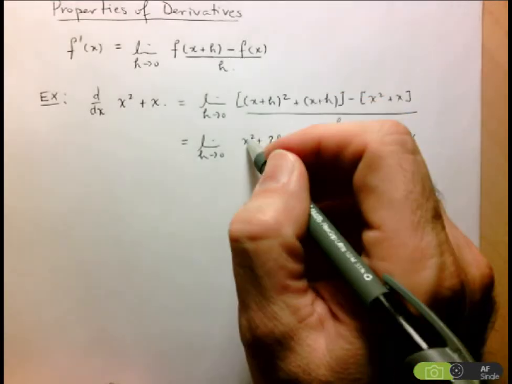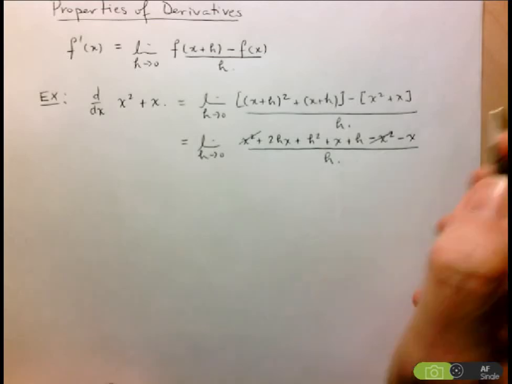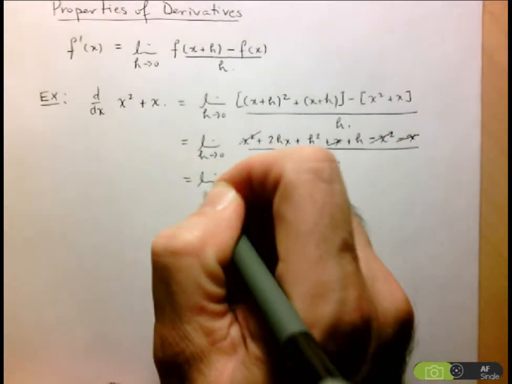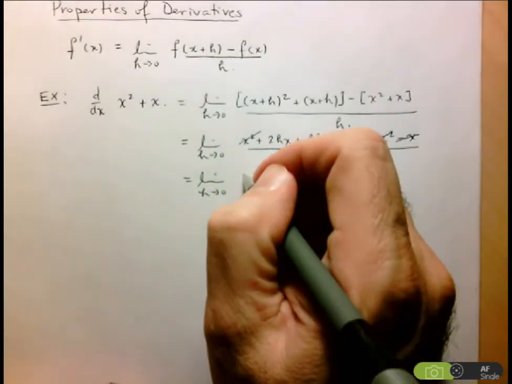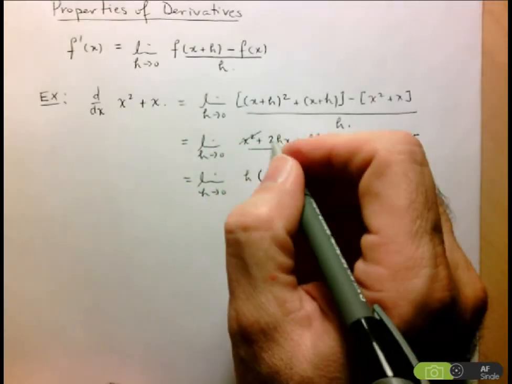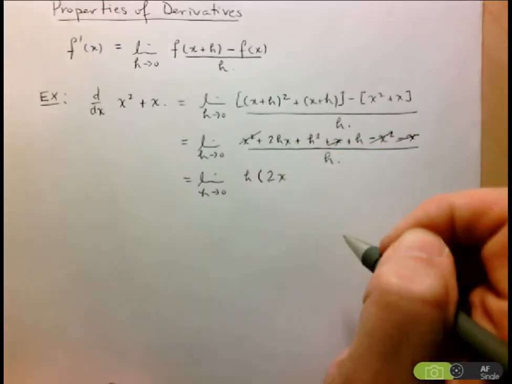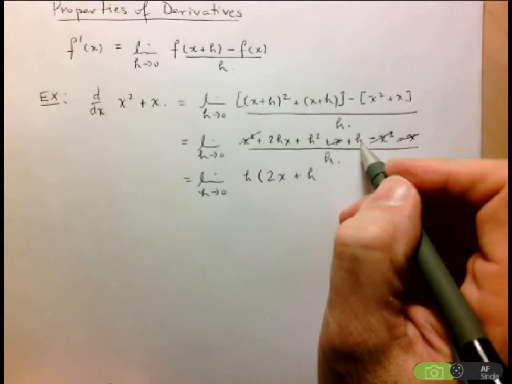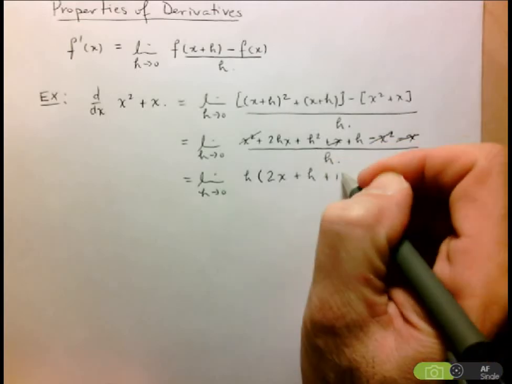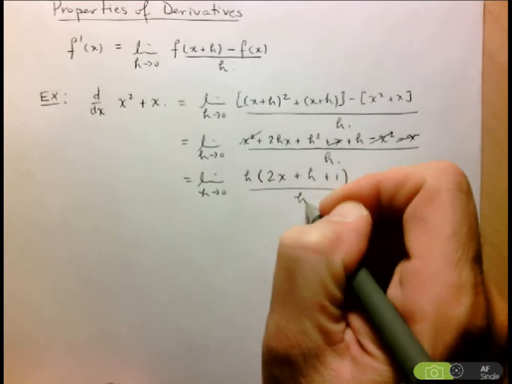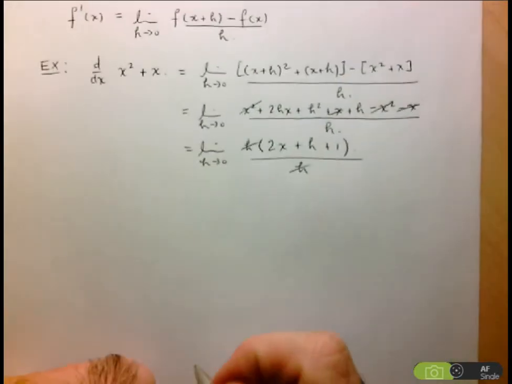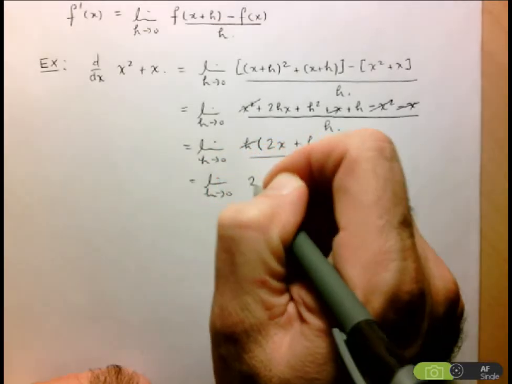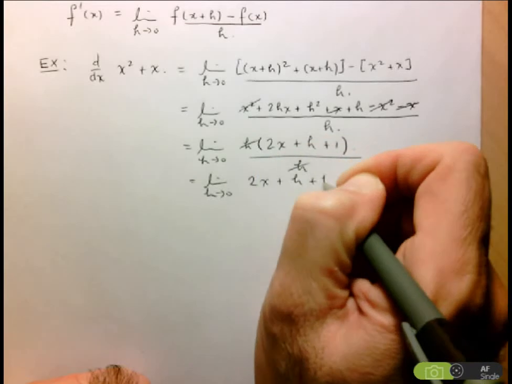And here things work out quite nicely because this x squared will cancel out with that one, the x with the x, and everything we're left with in the numerator has a factor of h. So I'm going to factor out that h here, and we're left with 2x, plus h, and then just plus 1, all over h. And as we hoped, that h in the denominator cancels out, and so we're just left with the limit as h approaches 0 of 2x plus h plus 1.